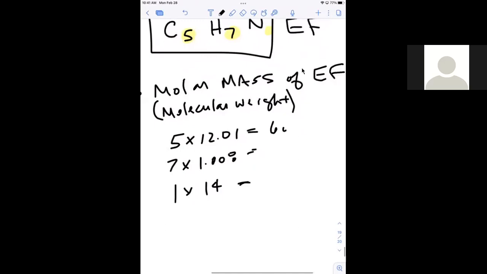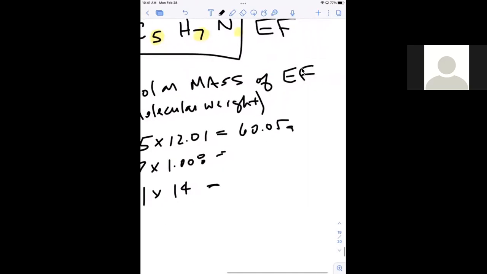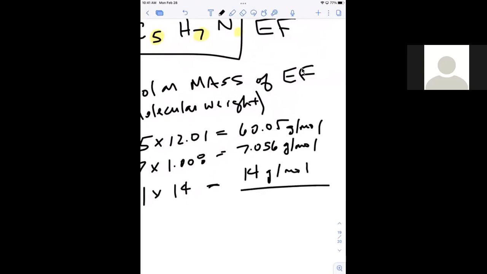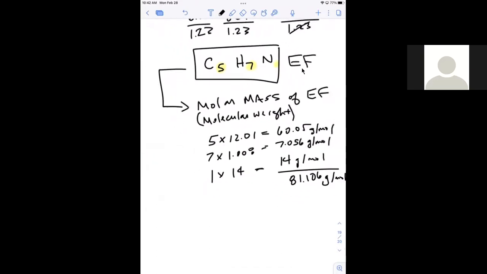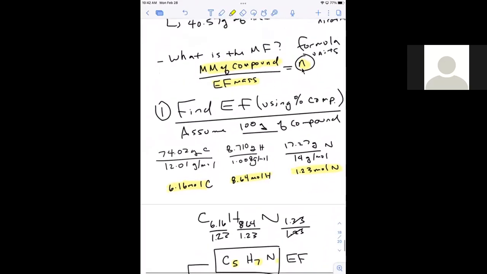Thank you. So this is going to be 60.05 grams per mole. This is going to be 7.056 grams per mole. And then this is going to be 14 grams per mole. And then we take the sum of that, which for the sake of time, I'm just going to give to you: 81.106 grams per mole. So this is the molar mass of my empirical formula, which is what I need in my denominator, right? Now, how do I get the molar mass of the actual compound?